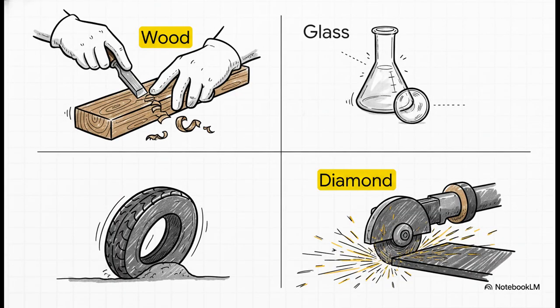And finally, let's not forget the OGs of the non-metal world, the natural materials. I mean, we've been using these for thousands of years, and they are still absolutely essential. We use wood for its workability, glass for its transparency, rubber for that amazing, unique elasticity, and of course, diamond for being the hardest thing around, perfect for cutting tools. Every single one is still a vital part of a modern engineer's toolkit.